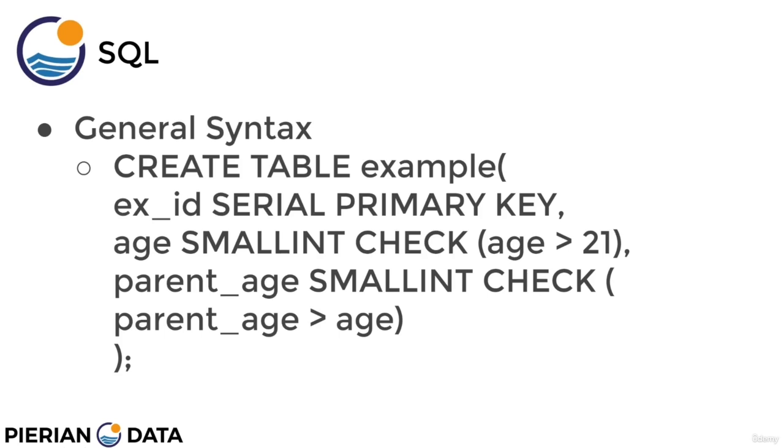And we can also set conditions based off other columns. So let's add in a new column called parent age, and then again, small integer as the data type. And for its check constraint, it's going to say that the parent age column must be greater than the age column. So if you try to insert a person into this table who has an age that's less than 21, or a parent age that is less than their own age, since that doesn't really make sense, we'll go ahead and produce an error.